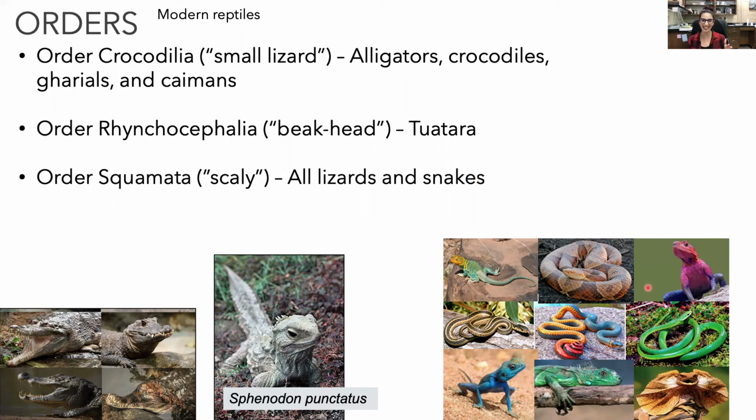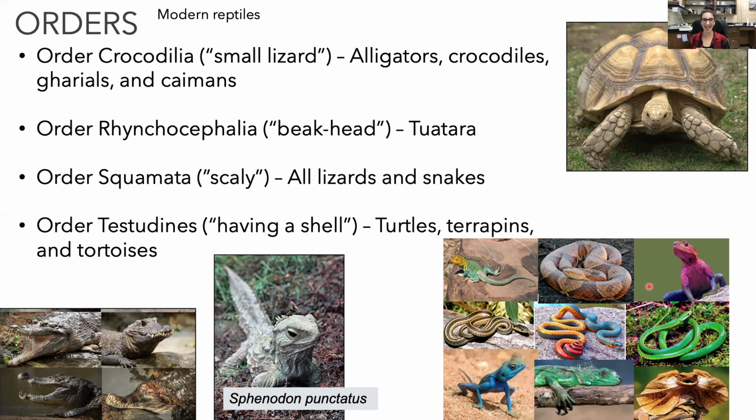And we're not going to get into that, but it's just extremely fascinating that not only did our snakes lose their legs, but also there are some lizards that lost their legs as well. But remember, even though snakes don't have legs right now, they're still considered tetrapods. Then finally, we have the order Testudines, which means having a shell. These are our turtles, our terrapins, and our tortoises.